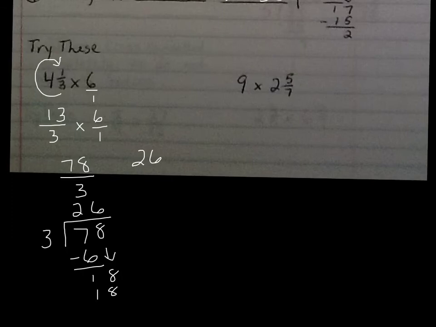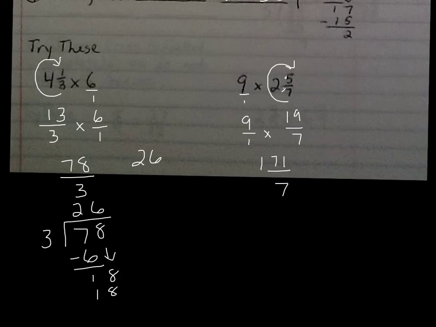Okay, last one. 9 and 2 times 2 and 5/7. Okay, so we're going to put 9 over 1. We're going to do the backwards C on that guy. So we got 9 over 1 times 7 times 2 is 14 plus 5 is 19 over 7. Okay, so we got 7 on the bottom. 9 times 19. Well, if you can't do it in your head, go ahead and work it out. But 9 times 9 is 81. Carry the 8. 9 times 1 is 9, plus 8 is 17.